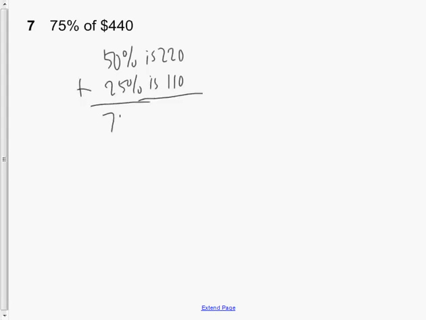25%, you would first find 50% is 410, and therefore 25% is half of that, which is $205. Half of half is 25%. So for this one, 75%, I'd find 50% is 220. 25% is half of that, which is 110. And therefore, 75% would be the sum of those, which is $330.